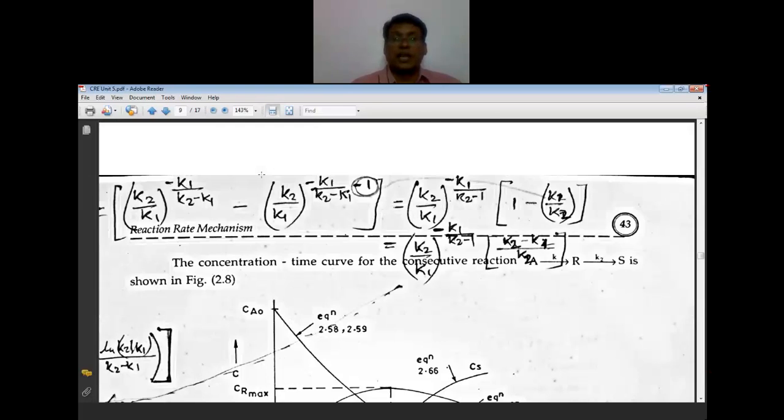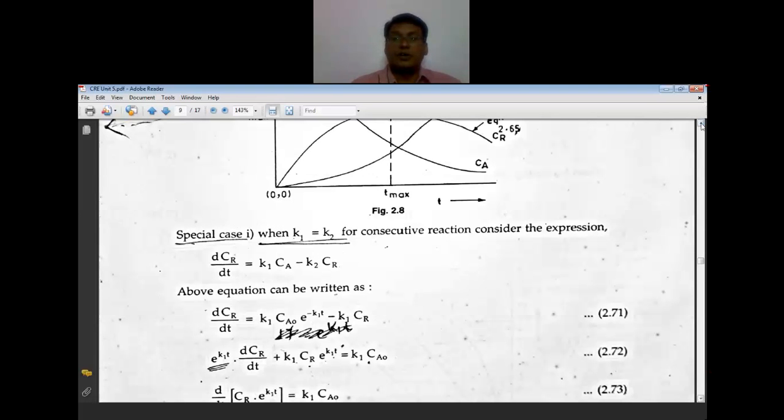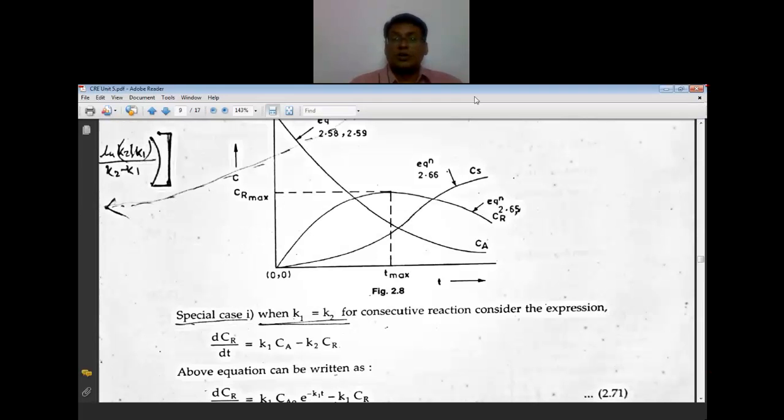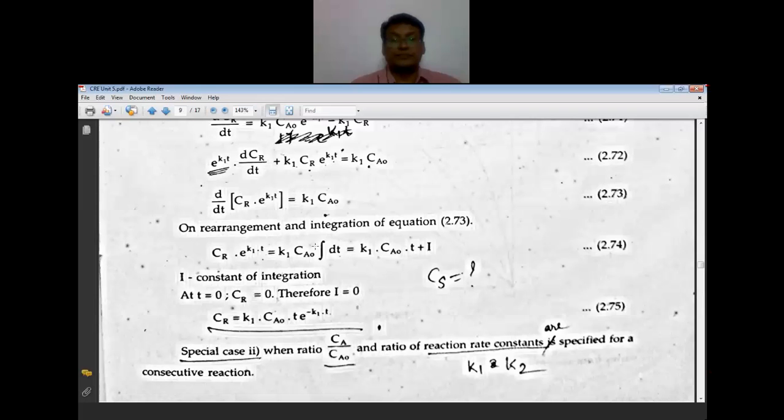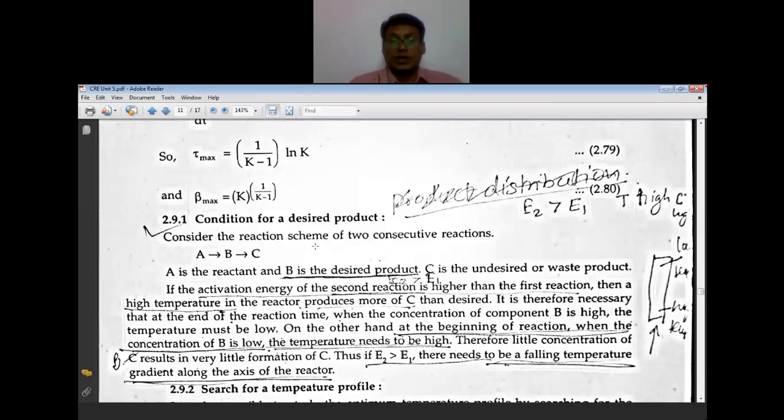So this graph, which starts from here, will start from here instead. Instead of starting from this point, it will start from this point when E2 is high, when the activation energy is high. E2, that is the activation energy for the second reaction, is high, and the temperature is high in the reactor, then this is going to produce more C.